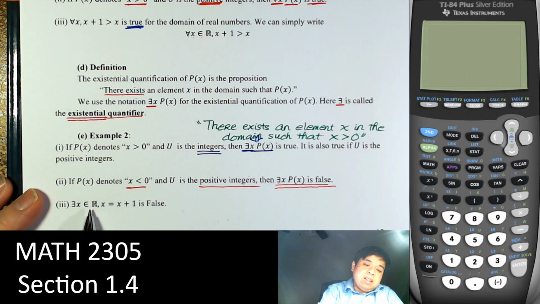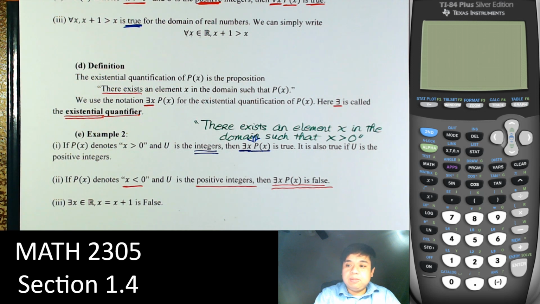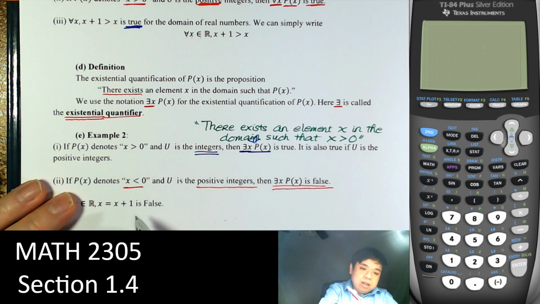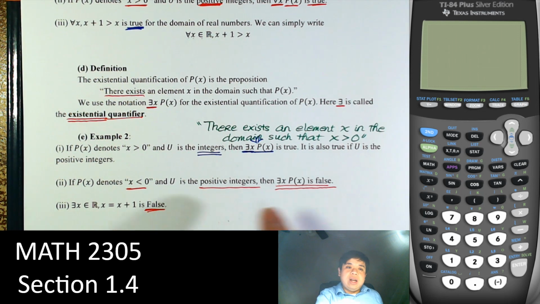And for x in real numbers, x equal to x plus 1 is false. Of course that's false, because there's no x that satisfies this condition. There's no x equal to x plus 1. Here we write at least one, so that's why it's not true.